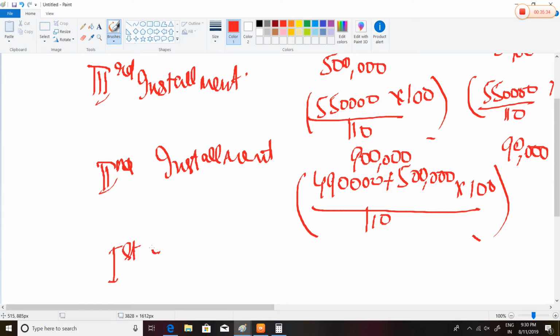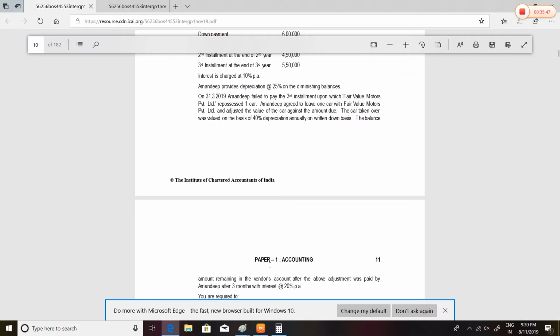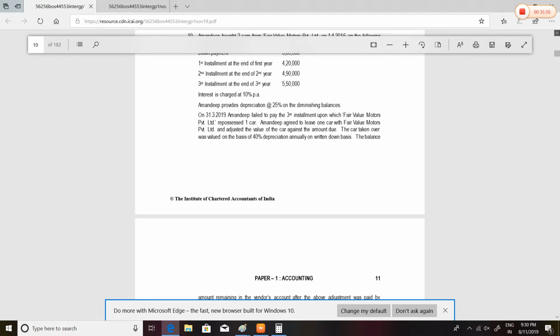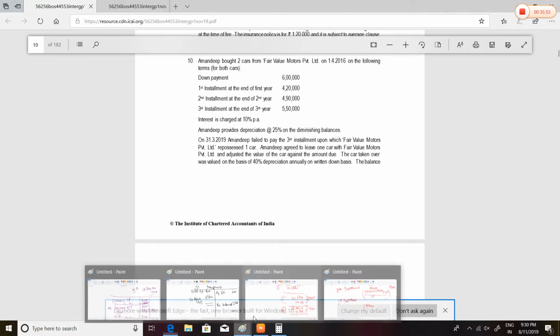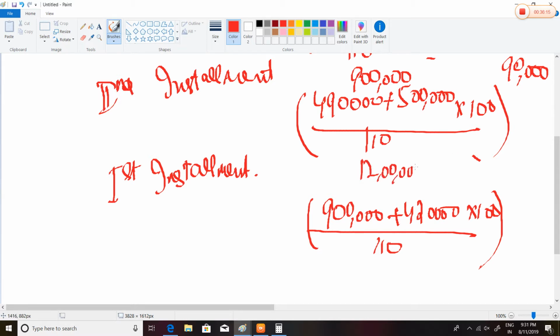First installment. Nine lakh plus 4,20,000. Now 10 into 100, it comes to be, I think, 12 lakh. Yeah, 12 lakh rupees. And the remaining amount, 1,20,000, is the interest.